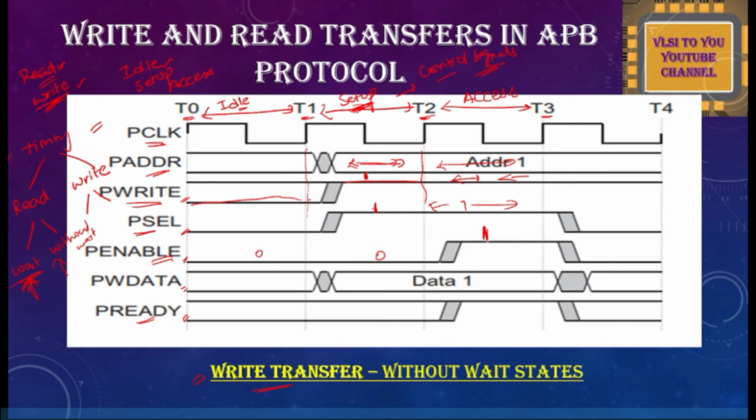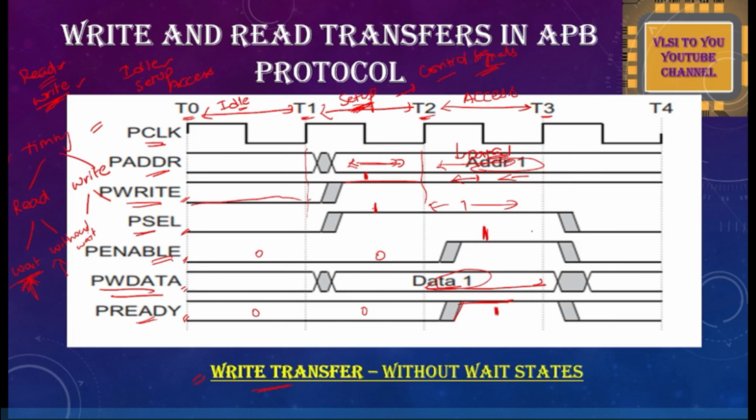Since P enable is 1, now we will be checking for P ready. In this access state itself, we will be checking for P ready. If you see here, until here the P ready value is 0. Now at this access state, the P ready value is 1. Since the P ready is 1, the transfer is going to take place. What is the transfer? P write data. That means this is my data, and I am going to put it in this address. Within this address 1, my data 1 is going to be transferred. That means writing: the master is going to write this data 1 into this address 1.